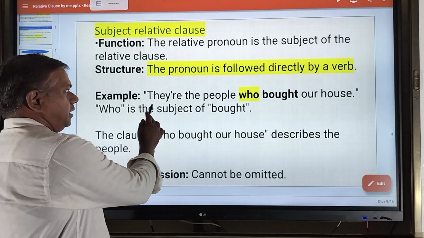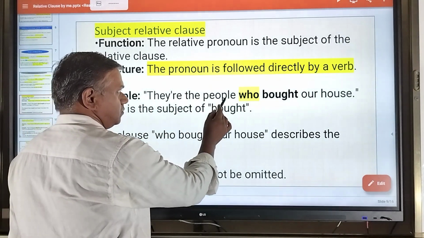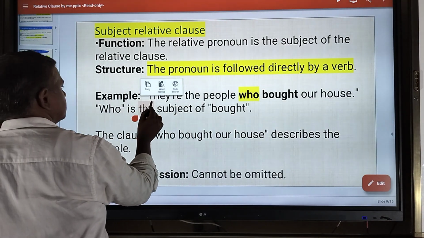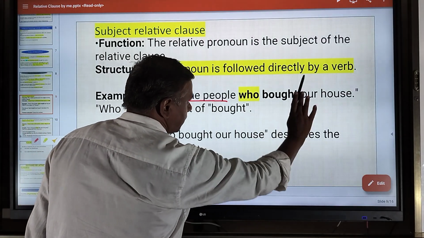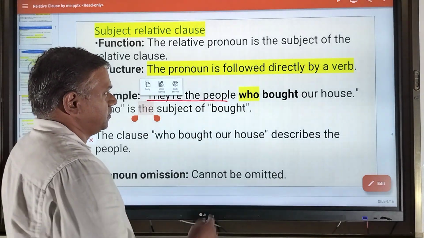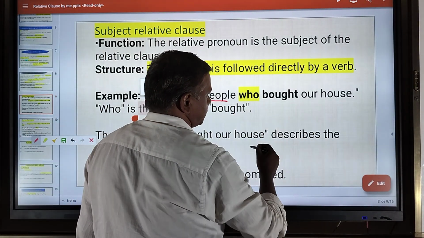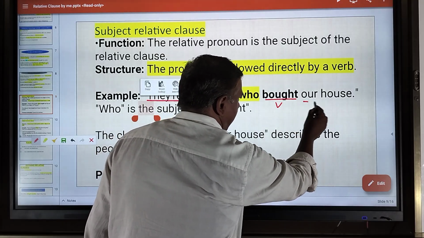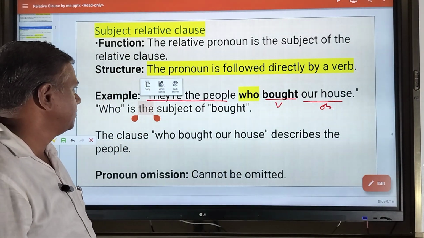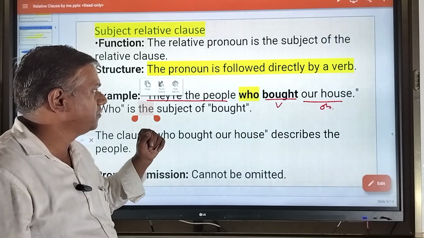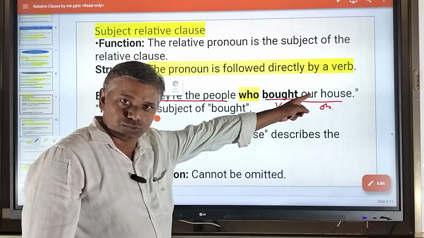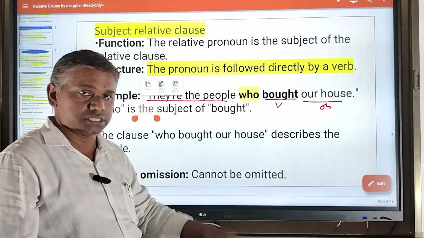तले they are the people. This is the main clause. Who bought our house is the subordinate. Yes or no? तले एठी हमें कौन पाइले? Who bought our house? Bought is the verb, house is the object, and which one is the subject? They are the people are a main clause. तले subject के को जीए किनिले आमो घरटी को, तो जे who is the object here.